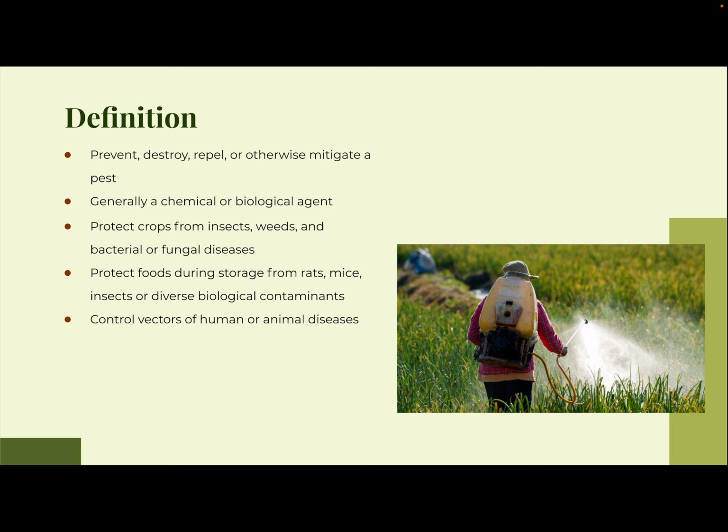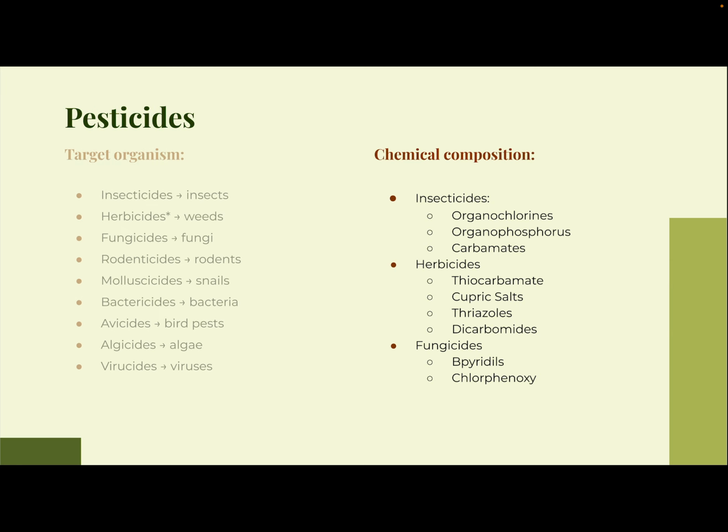And they also can function to control vectors of human or animal diseases. An example of this would be the malaria vector. So pesticides can be classified based on their target organism. Insecticides obviously function to control insects, either by killing them or disrupting their growth and development. Herbicides kill or inhibit the growth of unwanted plants. These are known as weeds. So 80% of pesticides are herbicides.